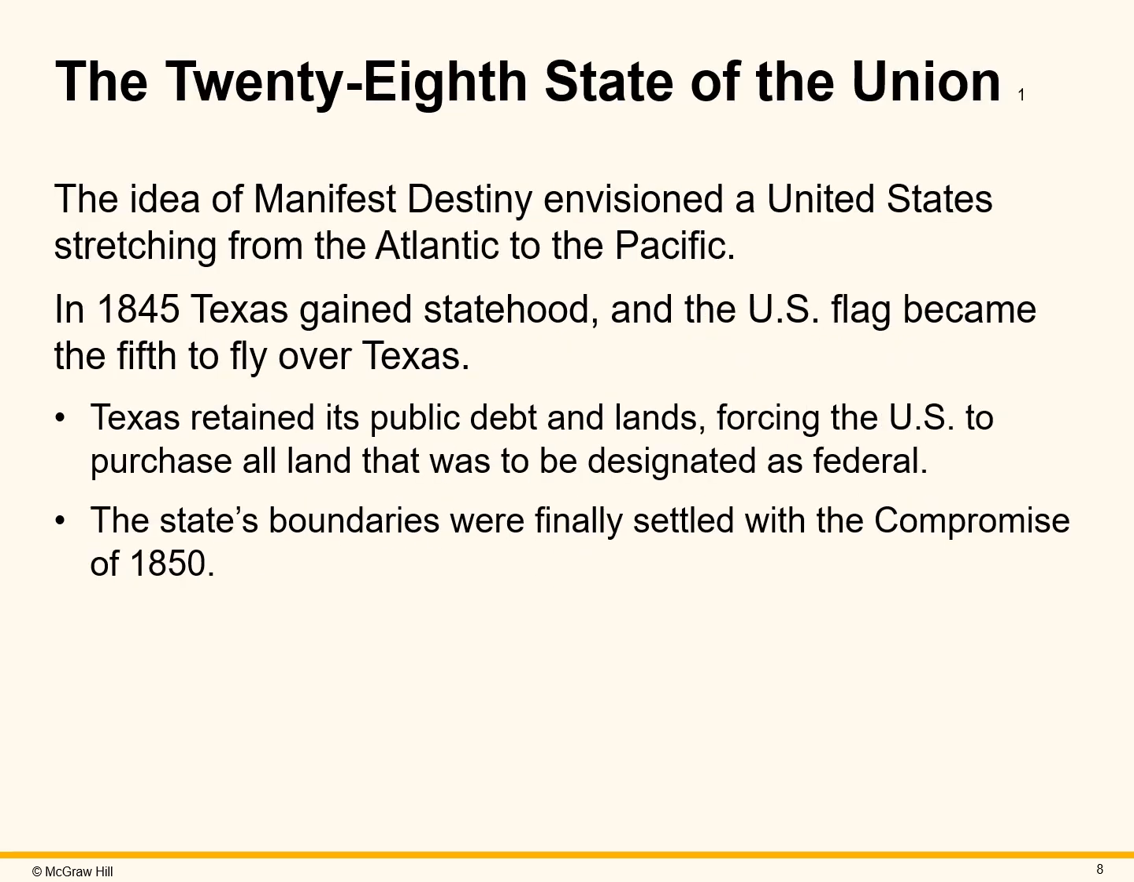The idea of manifest destiny envisioned a United States stretching from the Atlantic to the Pacific. In 1845, Texas regained statehood, and the U.S. flag became the fifth to fly over Texas. Texas retained its public debt and lands, forcing the U.S. to purchase all land that was being designated as federal. The state's boundaries were finally settled with the Compromise of 1850.